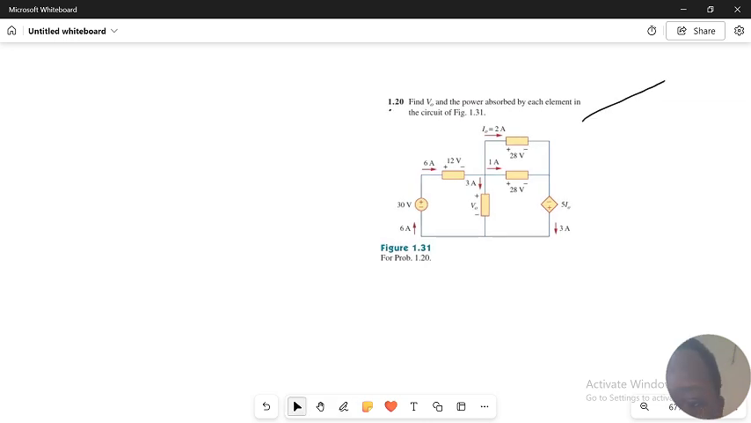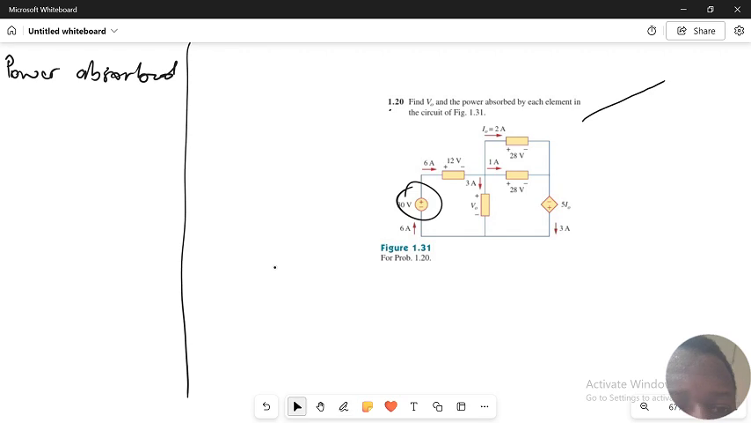Now we see this example. It tells us to find V0 and the power absorbed. We'll use the same process. The power absorbed. We have what? Let's check this one. The current is leaving. I have the power absorbed here, and I have the power supplied here.